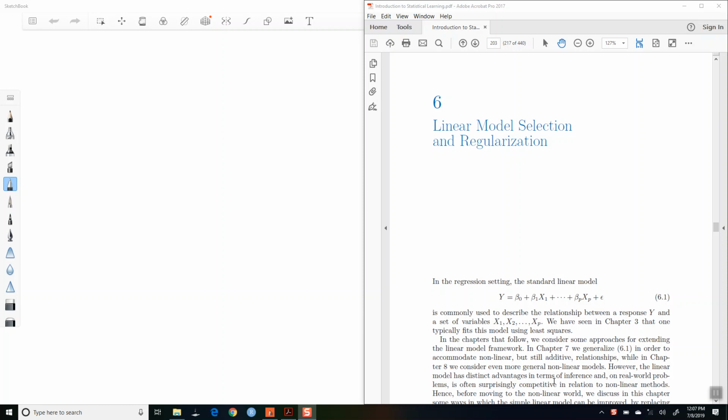Okay, so today we're working in chapter 6, which is about linear model selection and regularization.